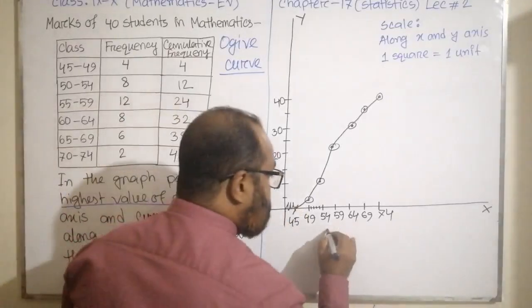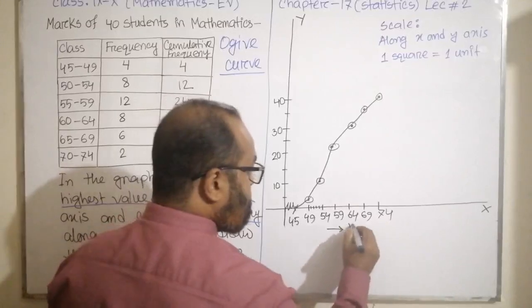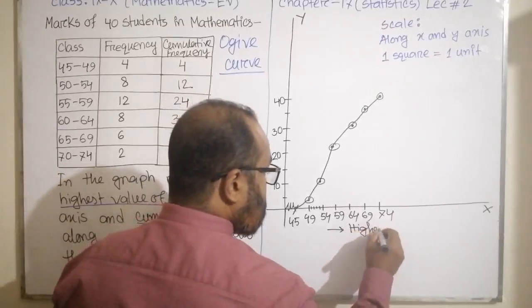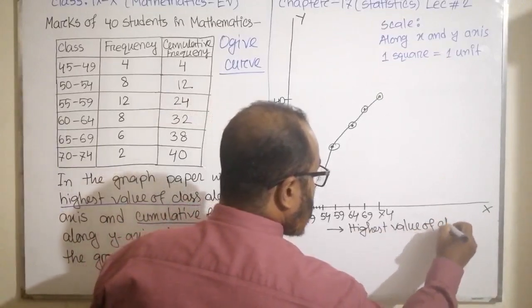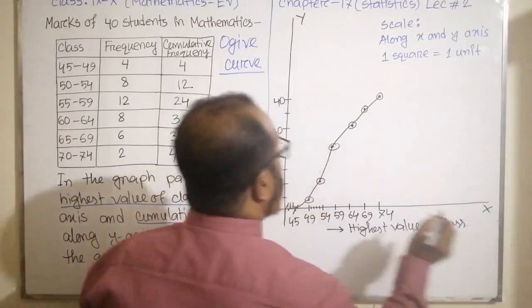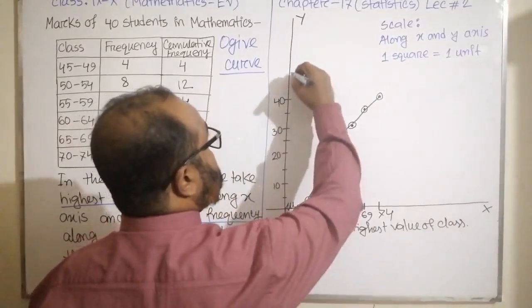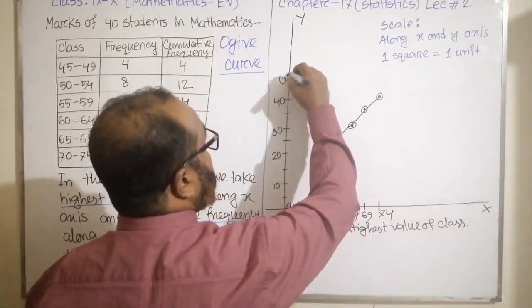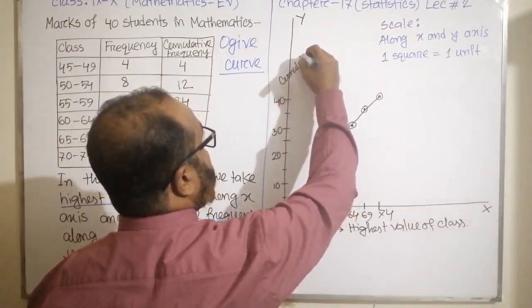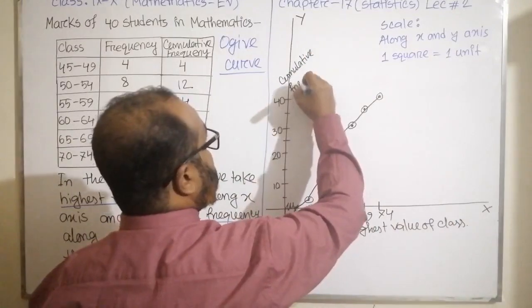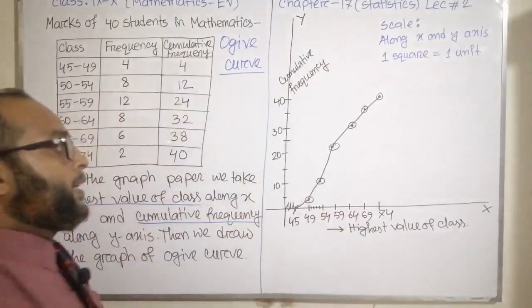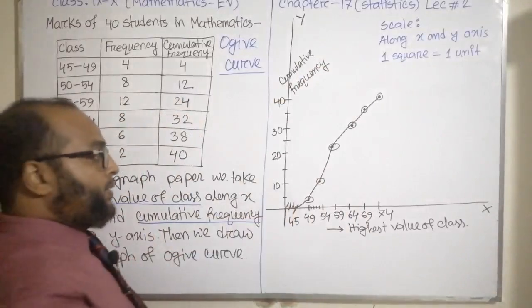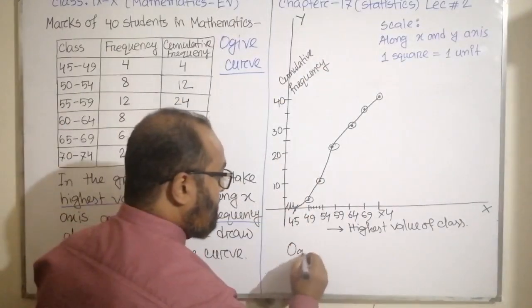Along the x-axis we take the highest value of class, and along the y-axis we take cumulative frequency. This is our graph of the ogive curve.